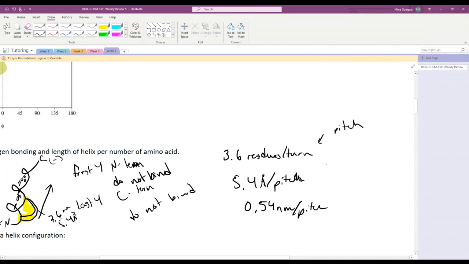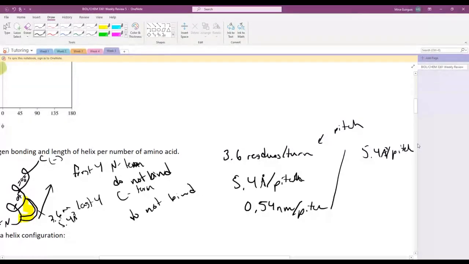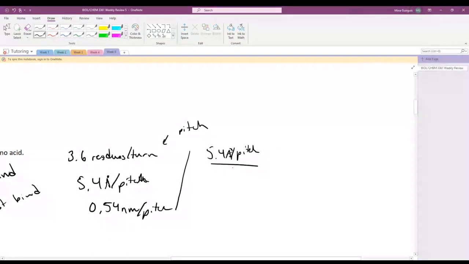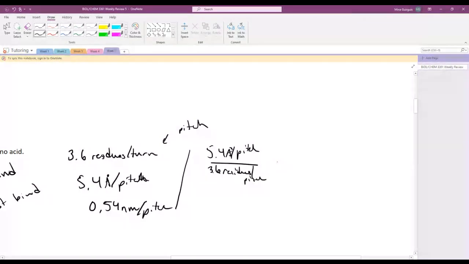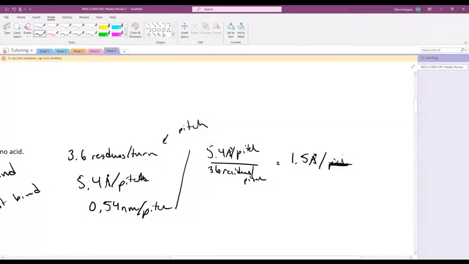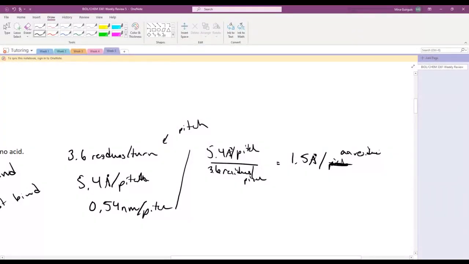Then, and this is a more convenient way if you're just looking for the length, if we take 5.4 angstroms per pitch, and we divide it by the 3.6 residues per turn or per pitch, we get this last number, which is 1.5 angstroms per amino acid residue. So this tells us the approximate height of an amino acid residue in an alpha helix, okay?